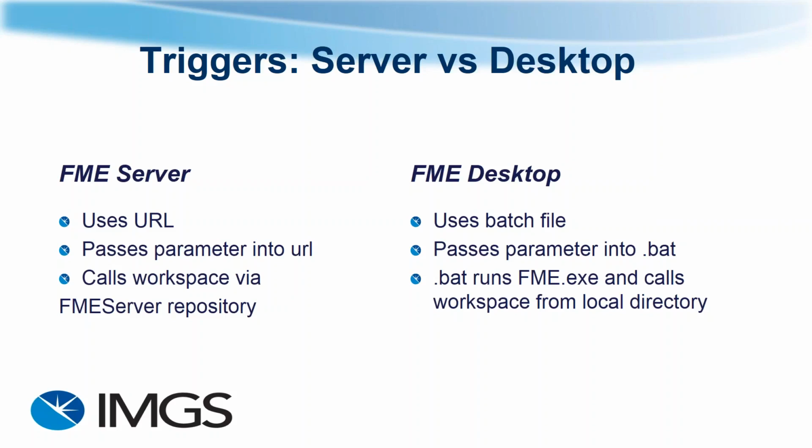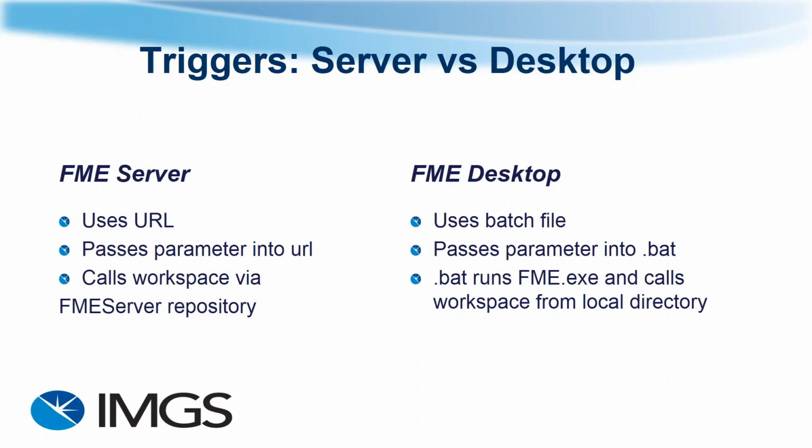So with FME Server, as I said, it uses a URL to pass the parameters through, and it calls the workspace via an FME Server repository. So anybody that's not familiar with FME Server, what an FME Server repository is, is that when you create a workspace in your FME Desktop, you can publish this up to Server, and you can put it in a certain folder. So the URL passes parameters from the database and calls a certain workspace that you have published up to FME Server.